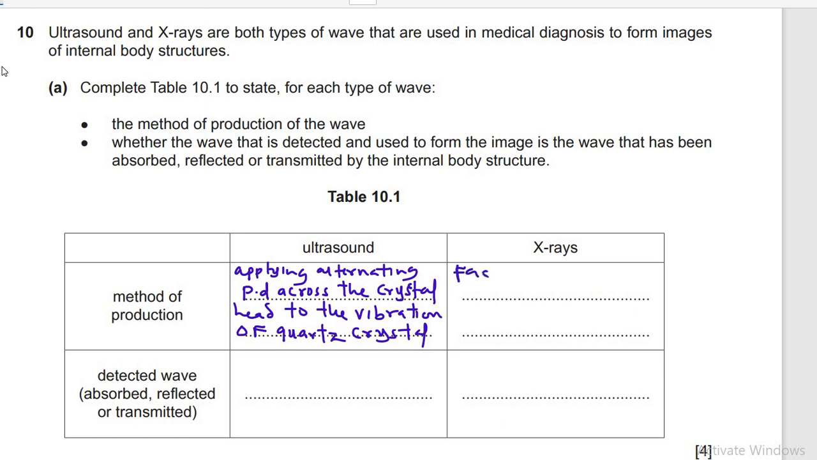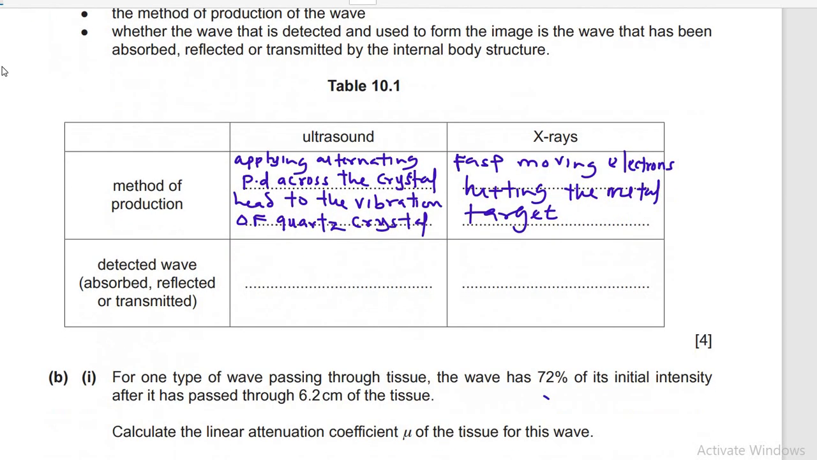X-rays are produced by the acceleration of fast moving electrons. Fast moving electrons hitting the metal target. When they hit the metal target, they decelerate and X-rays are formed or produced.